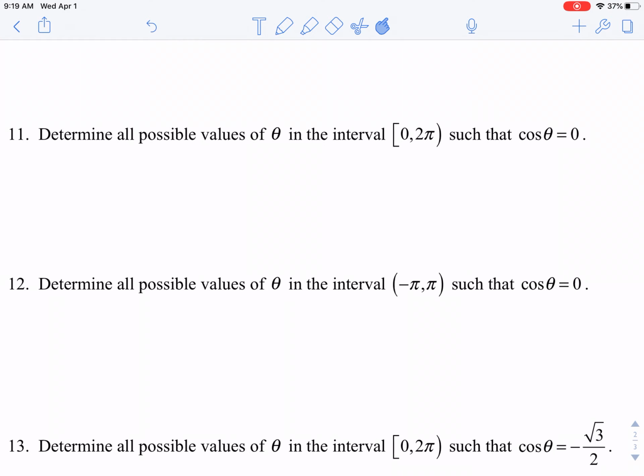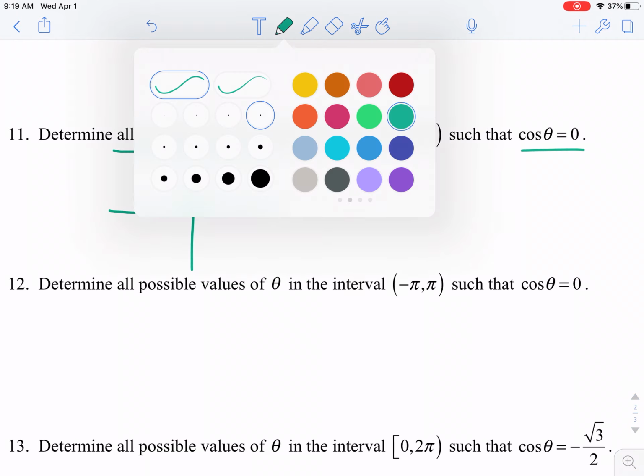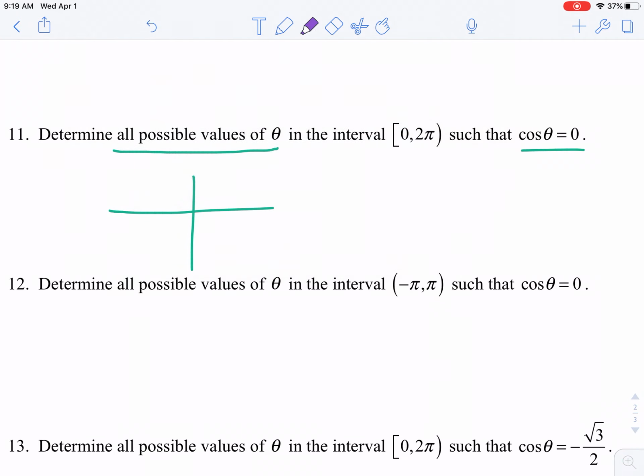So if I take a look at example 11, this problem is very similar, but instead of saying determine how many solutions in the interval we have, it's asking us to actually find the solutions. What are the possible values of theta? So my process is going to look pretty similar. I'm going to start out by drawing where do I have cosine values of 0. Where is x 0 on the unit circle? And so I know that that's here and here, right? That's when x has a value of 0.